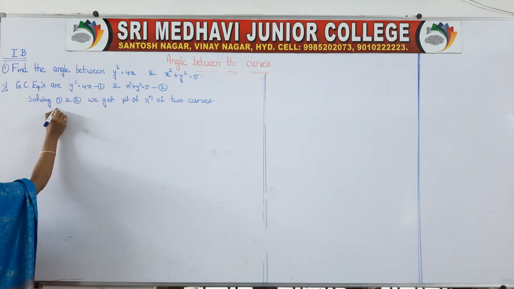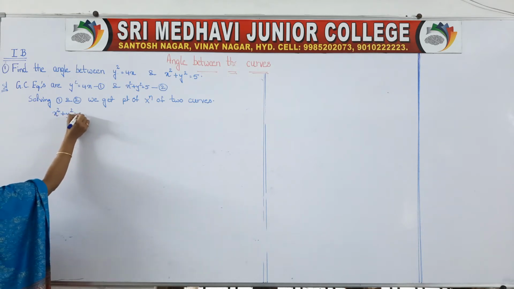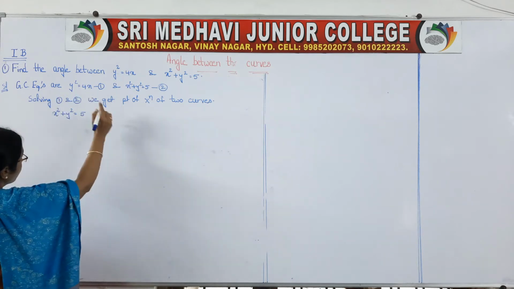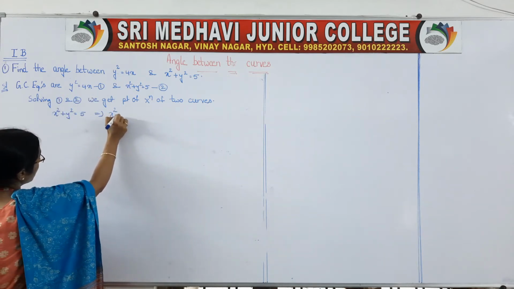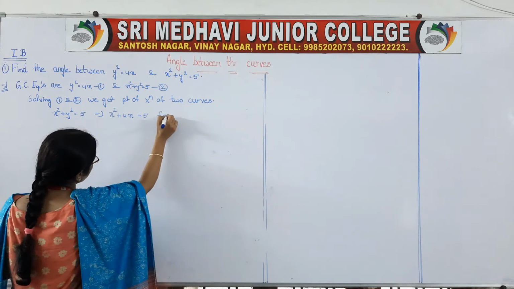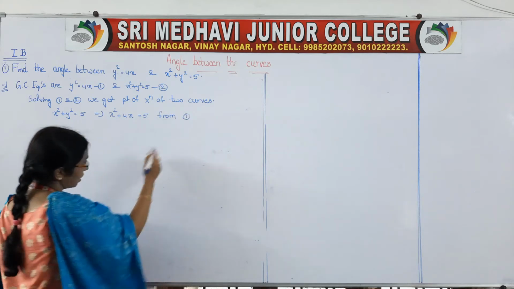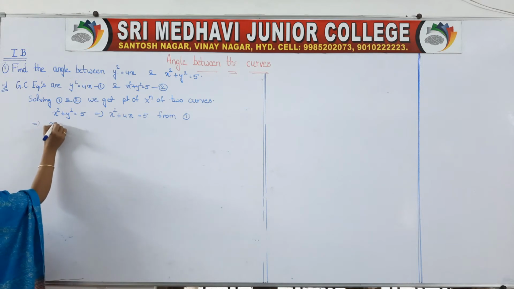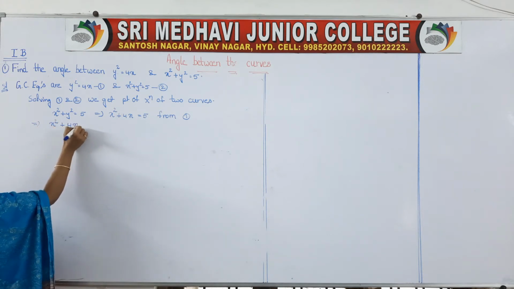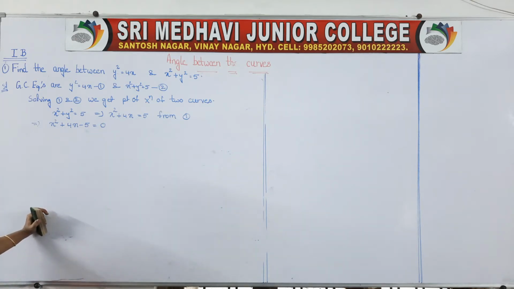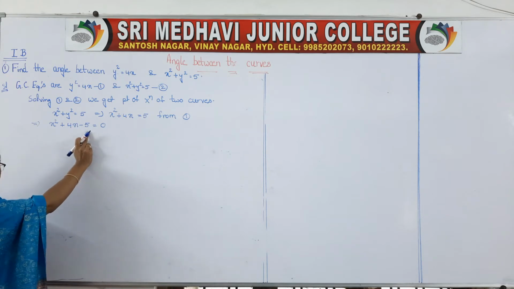So the second equation is x square plus y square is equal to 5. In the y square place we will take 4x. So x square plus 4x is equal to 5. From where did we get it? From the first equation. We are solving 1 and 2. So x square plus 4x minus 5 is equal to 0. Now your equation is x square plus 4x minus 5. Okay. So we have to find the factors now.